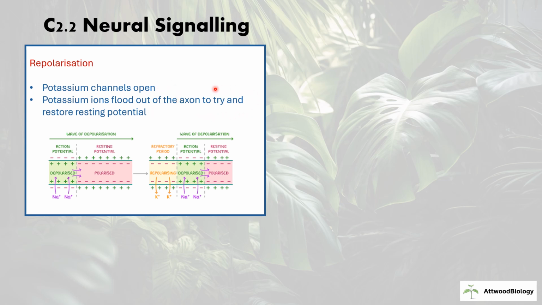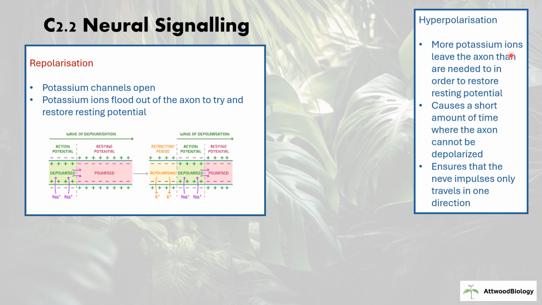Lots of textbooks and lots of sources go into a bit more detail, but this is what will get you the marks. Once we've repolarized this area, it will return to resting potential after it has hyperpolarized. So there's this short space of time where we say that this part of the membrane would be hyperpolarized. And what happens there is that more potassium ions flood out than are needed to restore resting potential. And this means that this area cannot be depolarized.